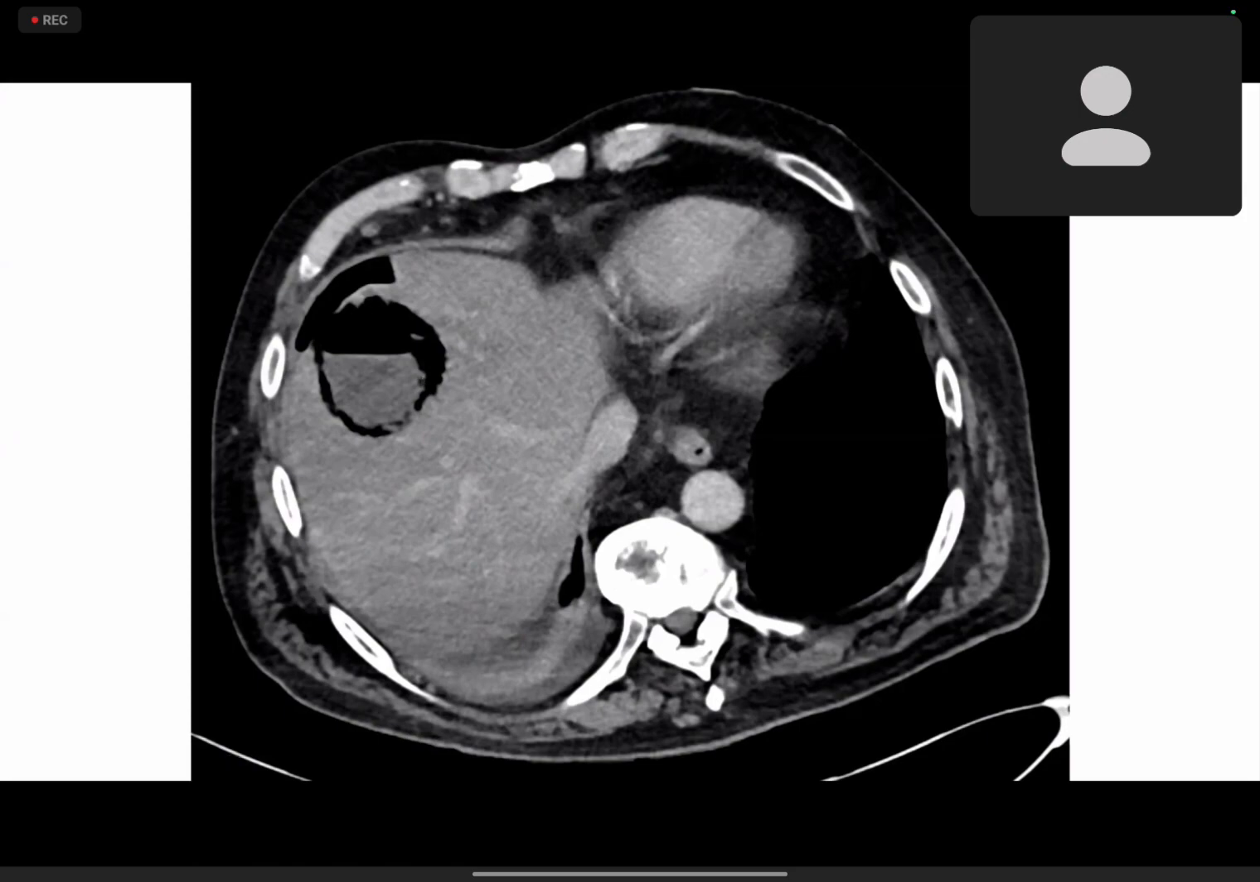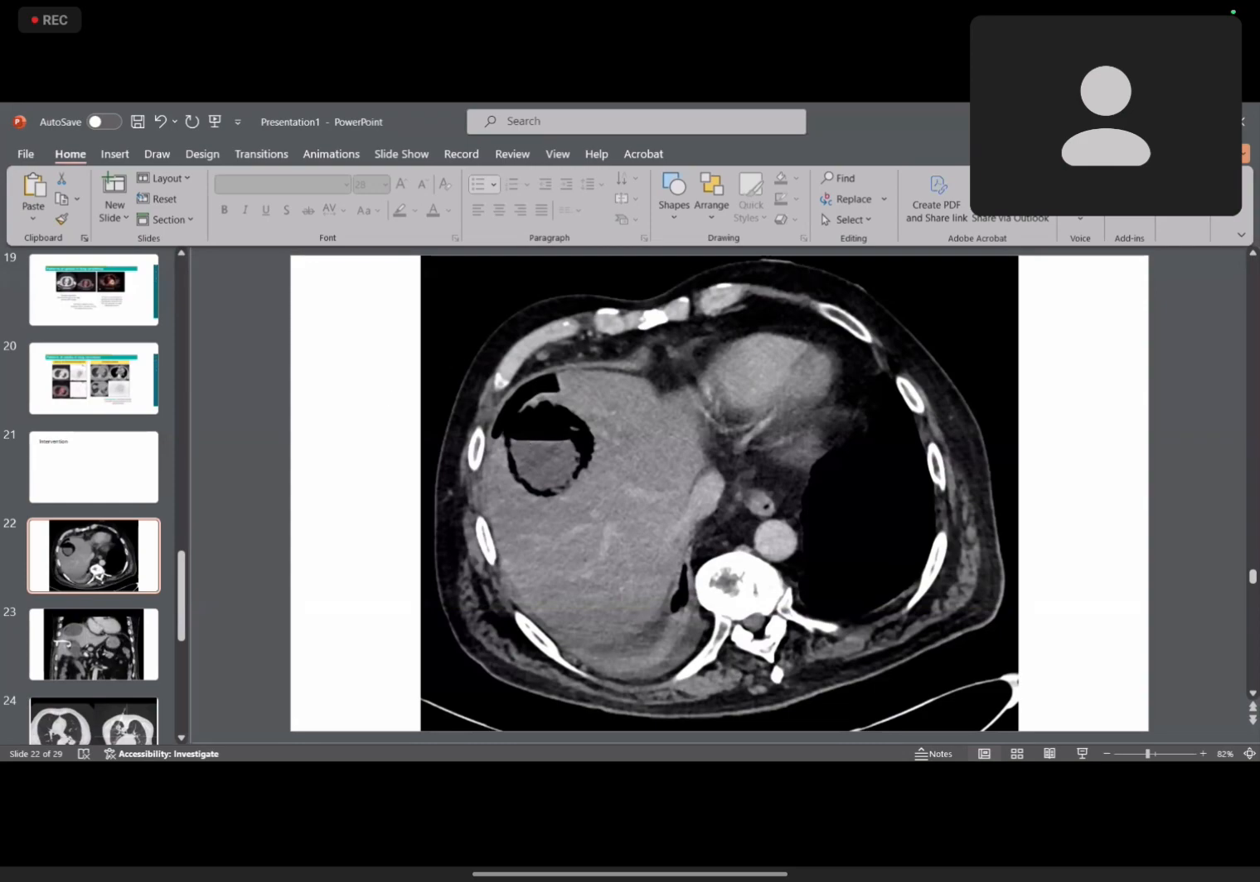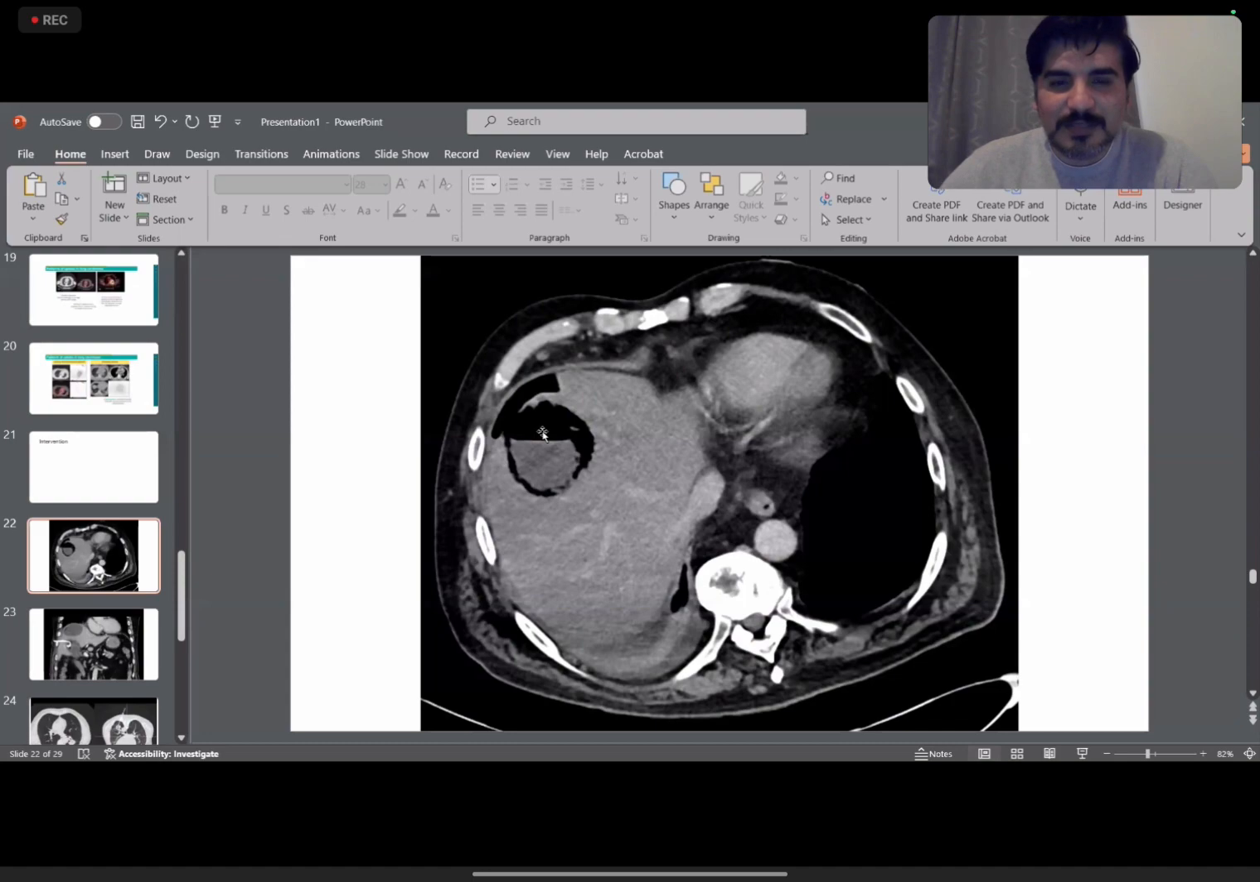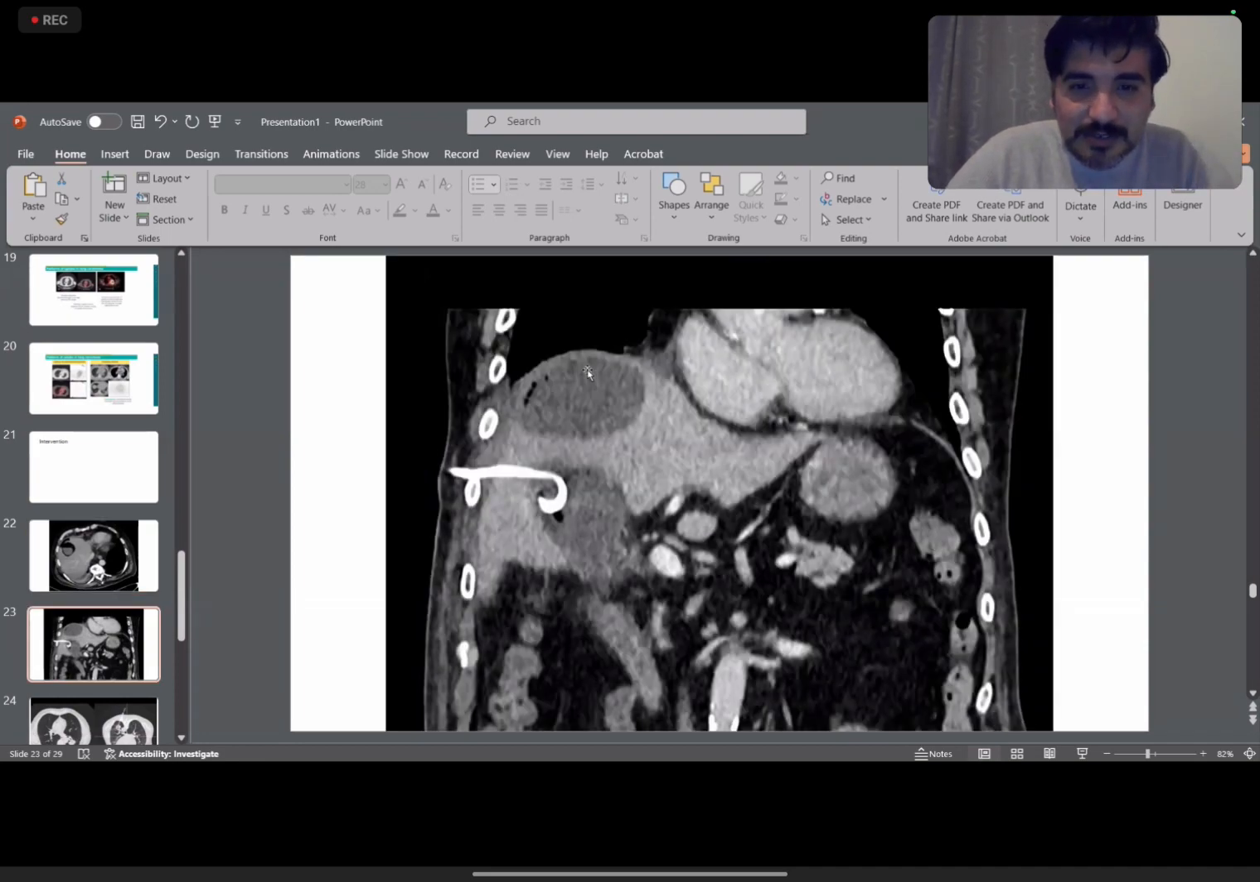Some liquefaction has been done in the liver. So maybe it is a liver abscess. Okay, it is a liver abscess which has ruptured. That's why there is surrounding air as well. It also has cholecystitis. Due to cholecystitis, it developed a liver abscess.